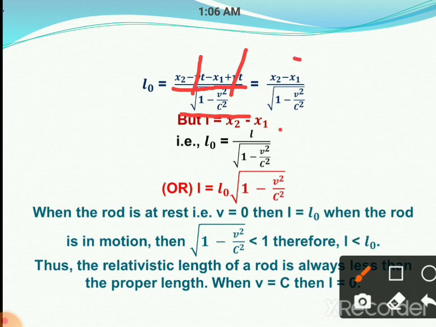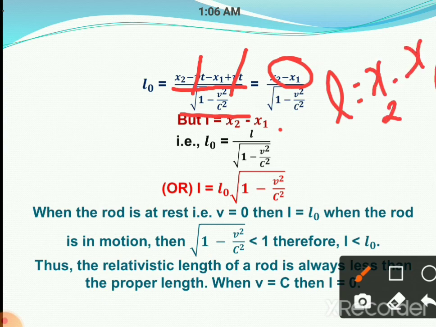But we know that small l, called the relativistic length, is equal to x2 minus x1. Therefore, x2 minus x1 is nothing but the relativistic length l. Therefore, L0 is equal to l divided by square root of 1 minus v square by c square, or l is equal to L0 into square root of 1 minus v square by c square.